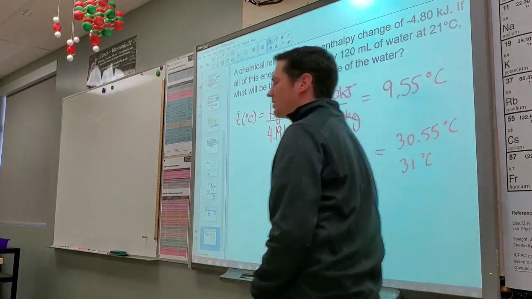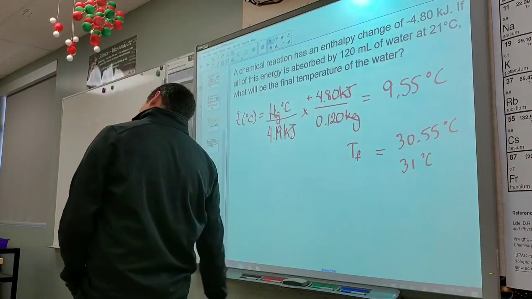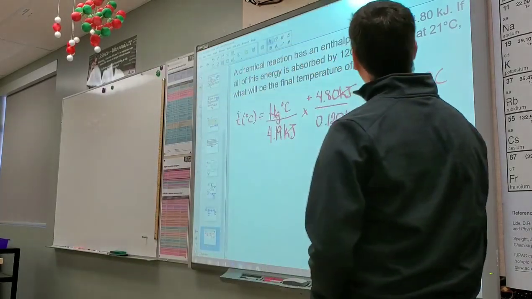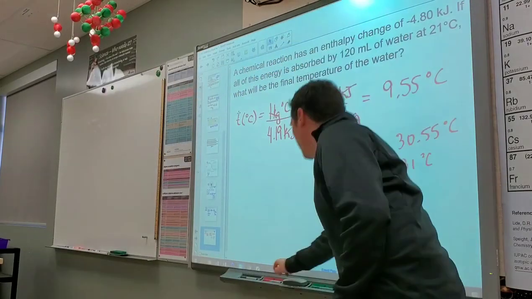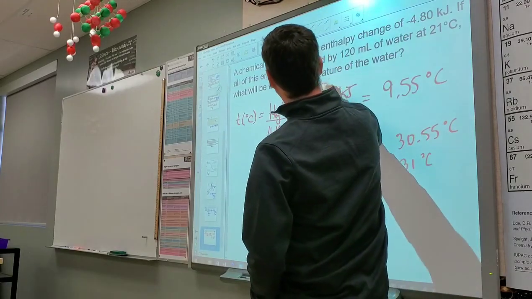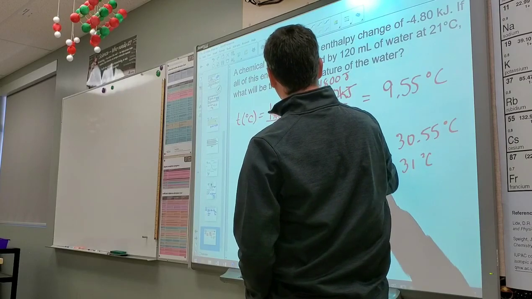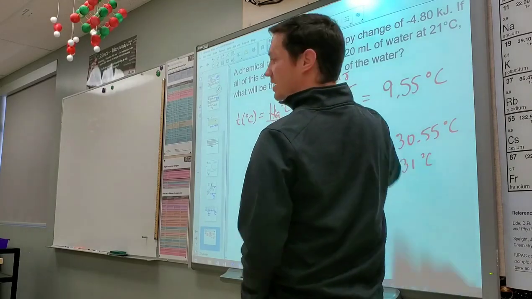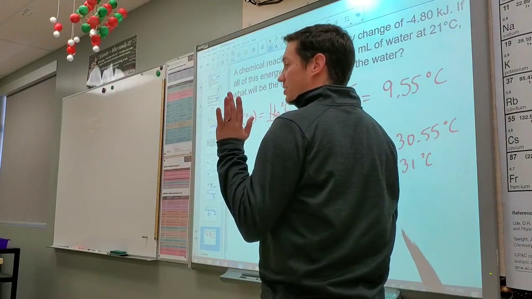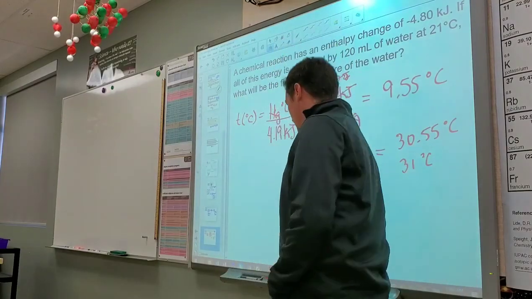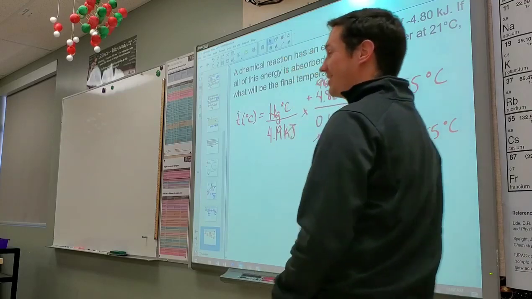Okay, Max. If I changed the kilojoules to joules and I kept the ratio as joules and grams, that's totally fine. This would be 4,800 joules and this would be 120 grams, and it's still the same ratio. They're equivalent fractions, right? So it's whatever you want as long as you do it properly. It doesn't really matter.